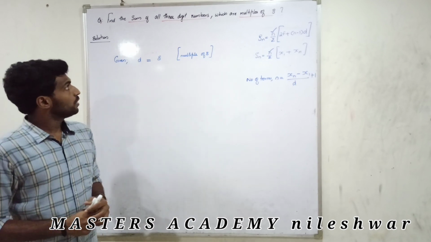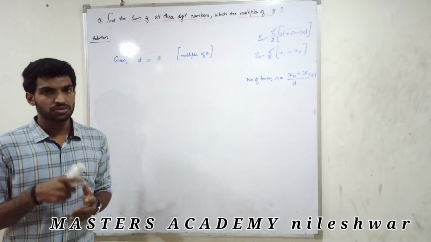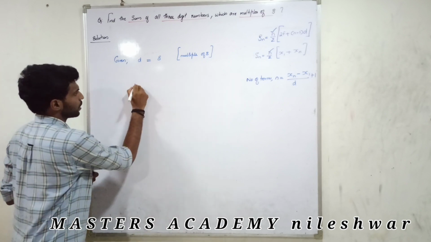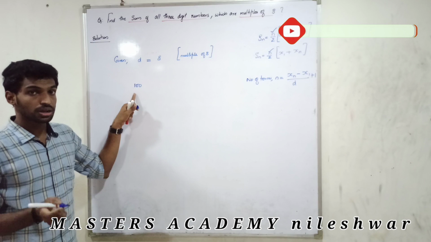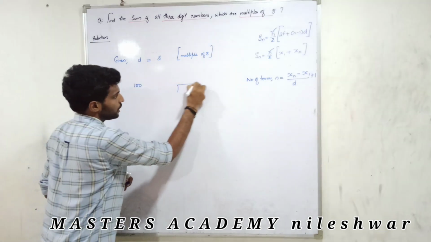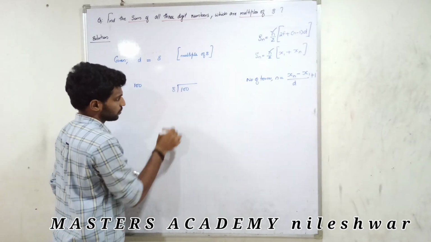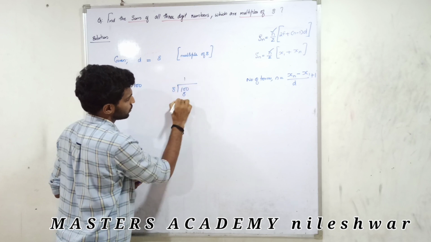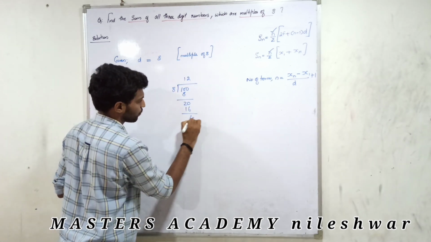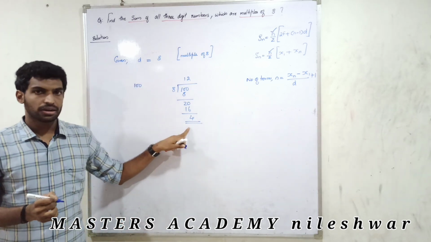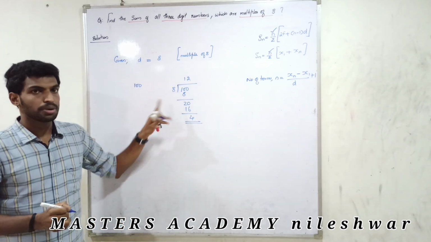We know that we want 3-digit numbers which are multiples of 8. Let's take an example, 100. We know that 100 is a 3-digit number, but this is not a multiple of 8. If we divide by 8, we get 8 1 is 8, 20, 2 times 16, 4. We will get what? Remainder as 4.